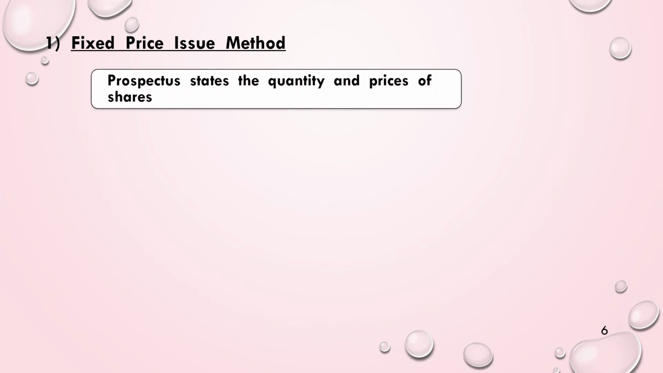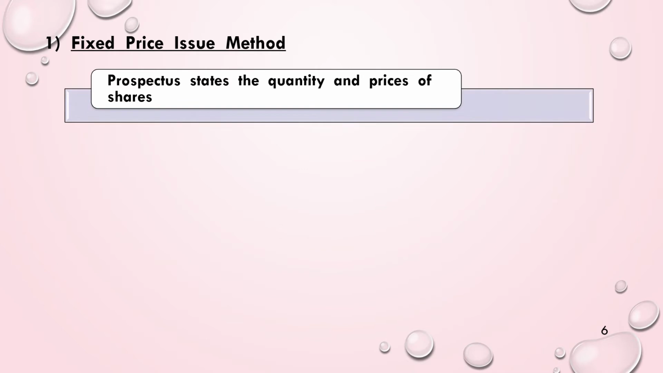The first method is fixed price issue method. As the name indicates, under this method, the prices of the shares are decided in advance, that is, they are fixed before the actual issue of shares to the public. The prospectus of the company contains the details of the price at which the shares are offered and also the total number of shares, that is, the quantity offered by the company.